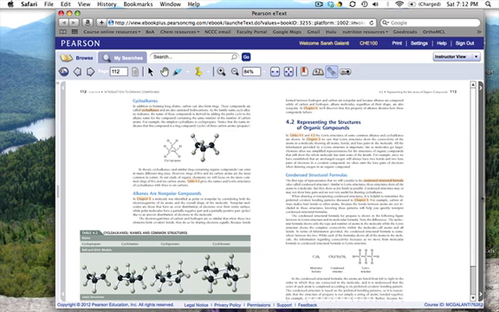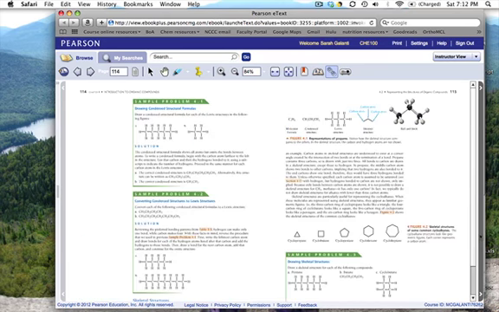But things that you need to know for this test, you need to know how to draw the different types of structures. Here we go. You should know this. You should know molecular formula, condensed structure, Lewis structure, skeletal structure, and you should know how to draw the condensed structure, Lewis structure, and skeletal structures of different compounds given the name of the compound or given the molecular formula.